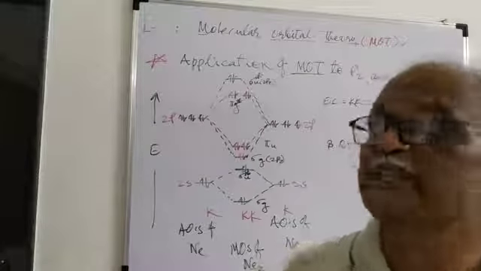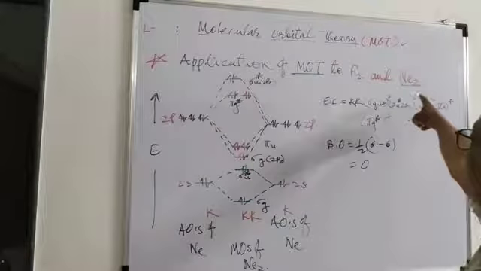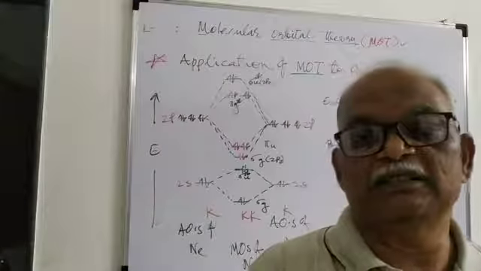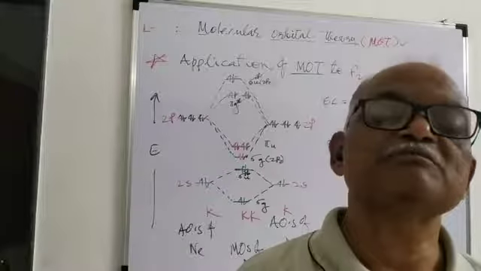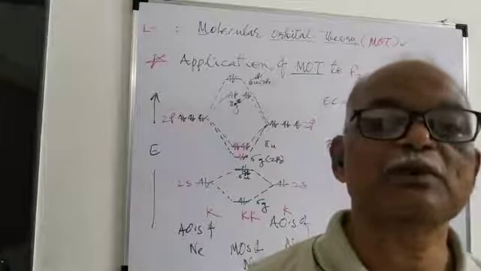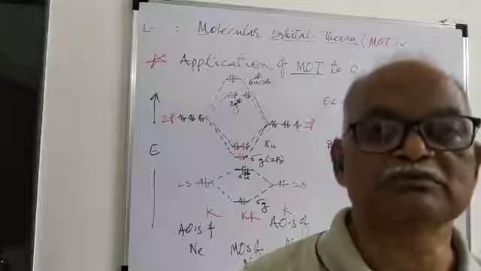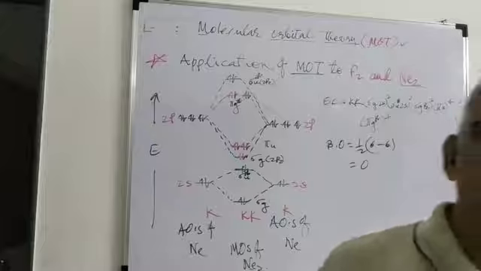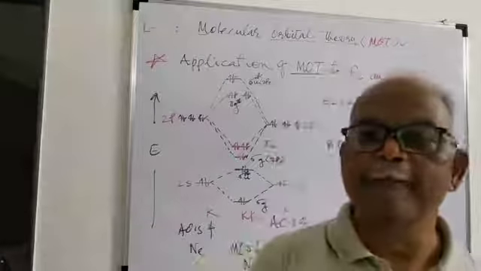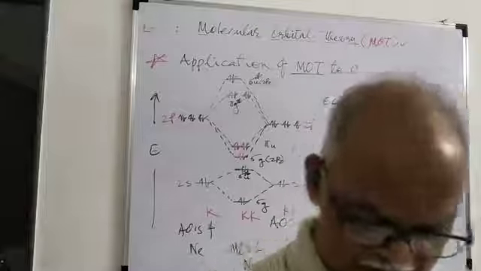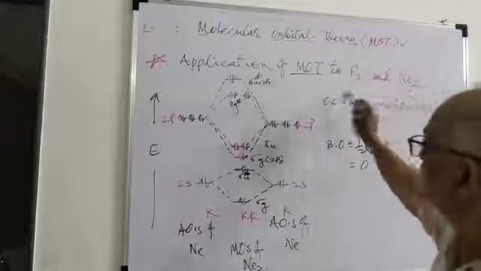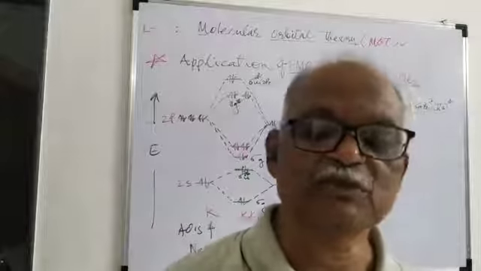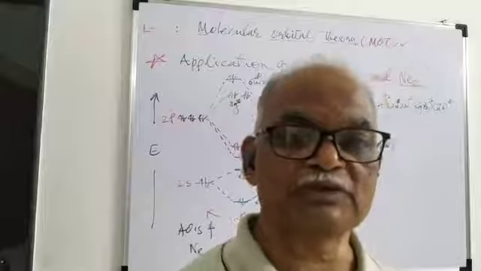So with this we have completed the application of MOT to F2 and Ne2. Similarly, we have also completed this application of MOT to the molecules of elements from hydrogen to neon. That is, the first 10 elements and their molecules have been seen according to this MOT. This F2 molecule which we have seen has no unpaired electron, therefore it is diamagnetic. So magnetic characters are also observed here.